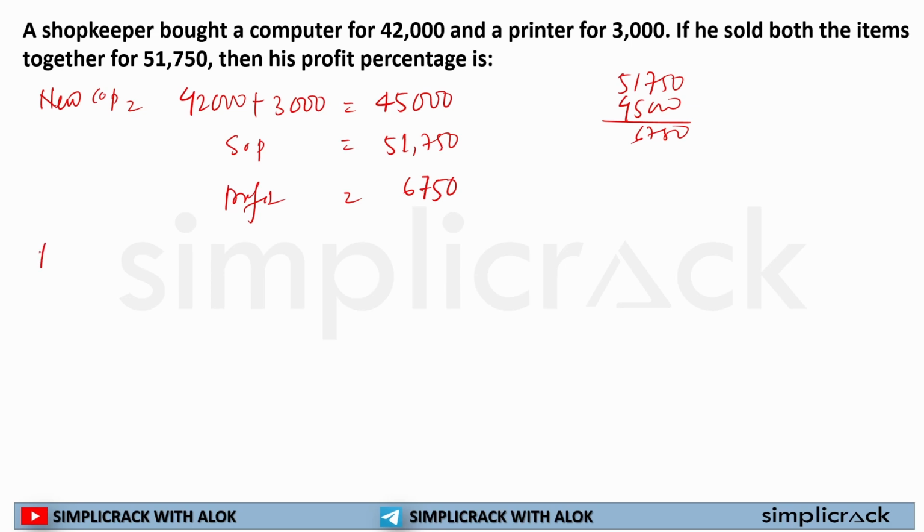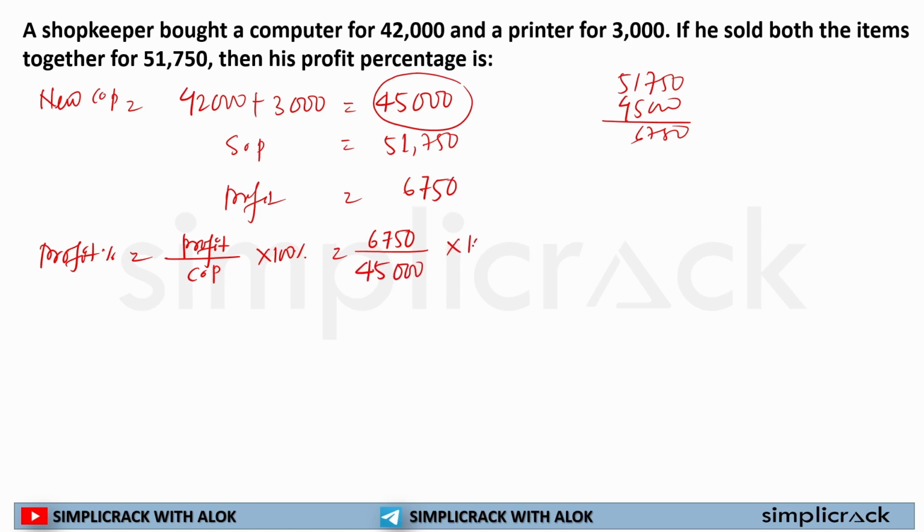If you solve it like this, you'll get the answer. Now my profit percentage is equal to profit divided by cost price into 100%. Here profit is equal to 6,750. Cost price is 45,000, not 42,000 or 3,000. It is 45,000 multiplied by 100. 0, 0 will cross out each other. Now if I solve it, 5 9s are 45, 5 1s are 5, 1 7 5, 3 5s are 15, 5 5s are 25.